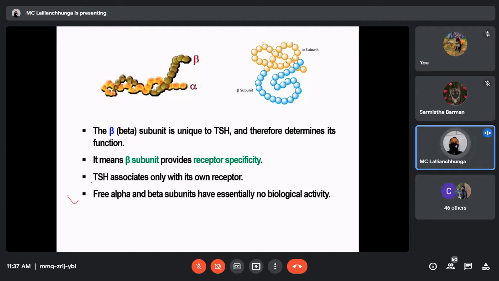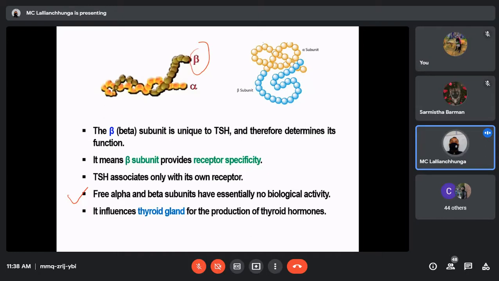So this point is also important. I told you that the beta subunit is specific. It confers the specificity, but without the alpha subunit, it cannot do its function. So this conformation, this covalent linking, is very important. Although the beta subunit is important for determination of the function, without the alpha subunit it cannot do its biological function. Separately, it cannot do it. It has to bind to the alpha subunit. Likewise, FSH, LH, PMSG and HCG are similar. Without the alpha subunit, they cannot perform their function.